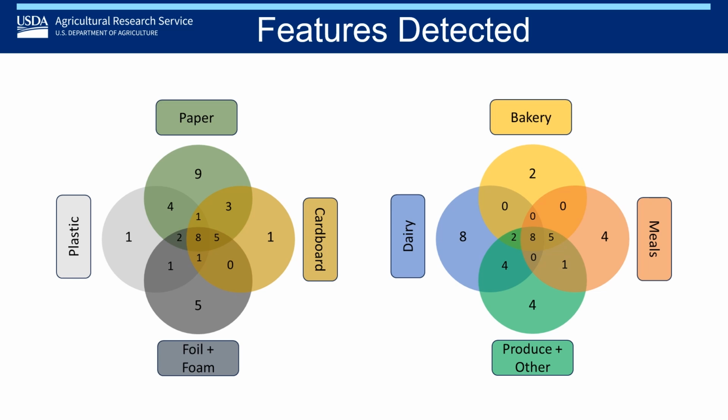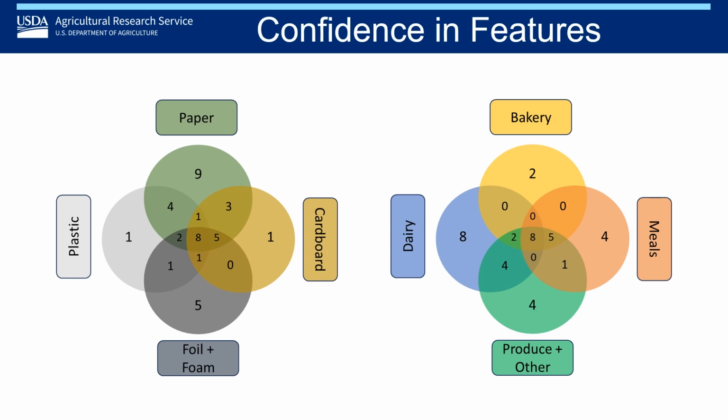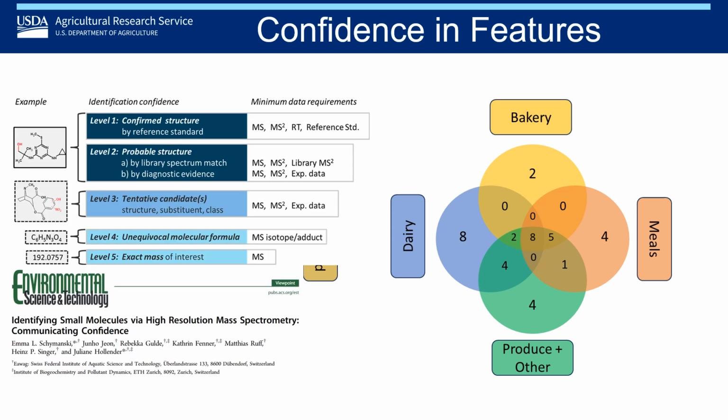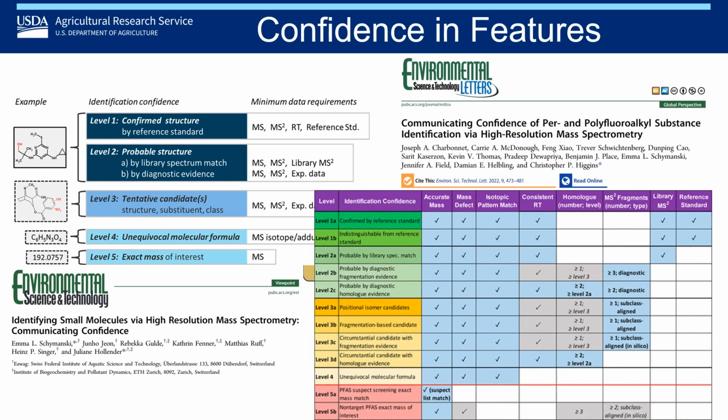So this idea was initially brought up by Szymanski et al. for broad non-target analysis and was later expanded upon for PFAS by Charbonnet. What they describe are different levels of confidence based on the amount of data that you have for each of these features. So for example, if you just have what is called MS data, or the base peak, so a peak corresponding to the full mass of the substance, then this will likely be a low confidence level 4, level 5 feature.